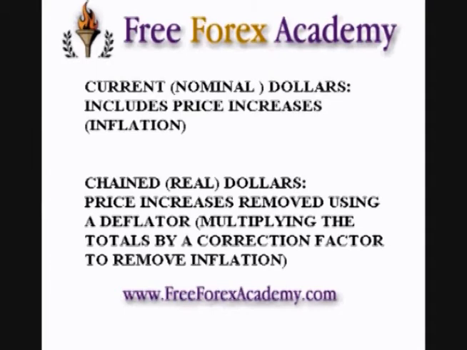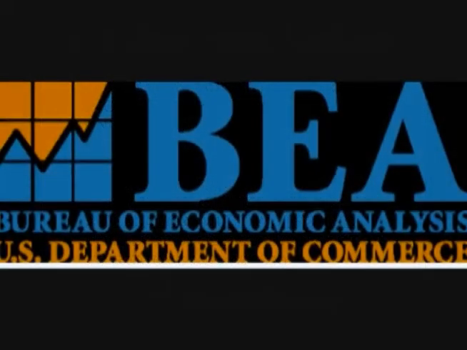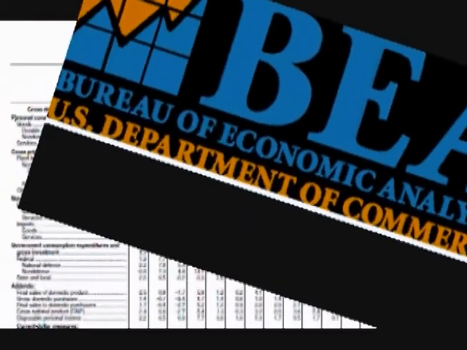Real or chain dollars are the statistics most economists look at, as this shows the real change in production levels in the country. So the statistics reported in the media use real dollars as well. An important point to mention is that most of the statistics are reported as an annualized number. In other words, the statistics show what the change would be for the whole year if the same amount of change remained consistent all year long.